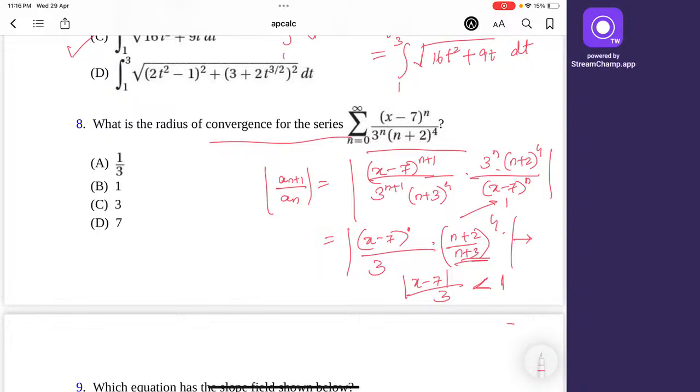So the interval of convergence will be mod x minus 7 less than 3. So the radius is 3 around 7. 7 minus 3 is 4, and 7 plus 3 is 10. We have to check the endpoints separately, but in this case they are just asking for the radius, and the radius is 3. Now let's go to the next question.